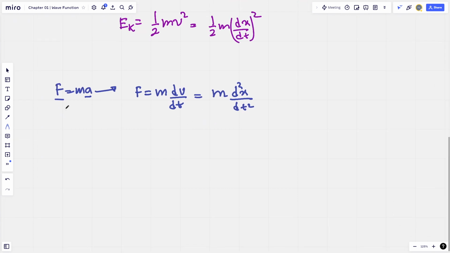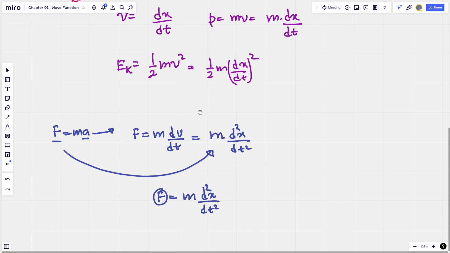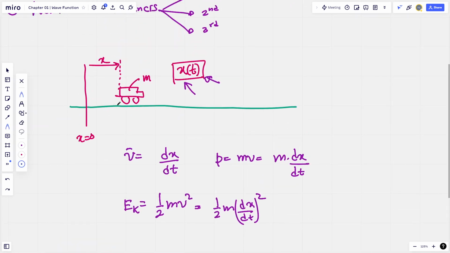So we apply this equation. I'm going to write it as a differential equation: F equals m times the second derivative of x with respect to t. To solve this, we need to find F first. We don't know what F is yet. So for a moment, let's assume this object, this vehicle, is in a force field, which is V of x.